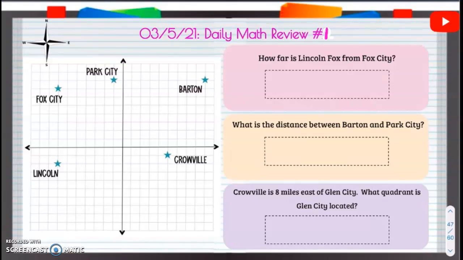All right, our DMR number 1. How far is Lincoln Fox from Fox City? First of all, let's find Lincoln Fox. Here's Lincoln. Oh yeah, here's Lincoln. From Fox City. So here's Fox City over here. Let's see how far away they are.